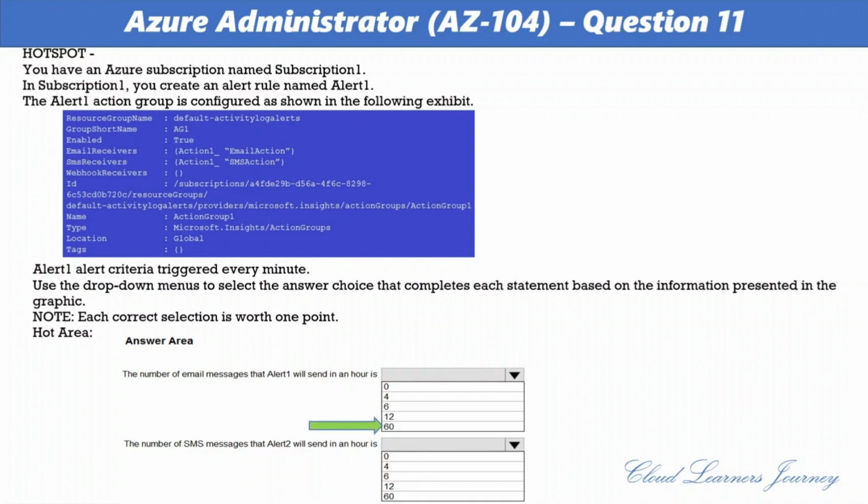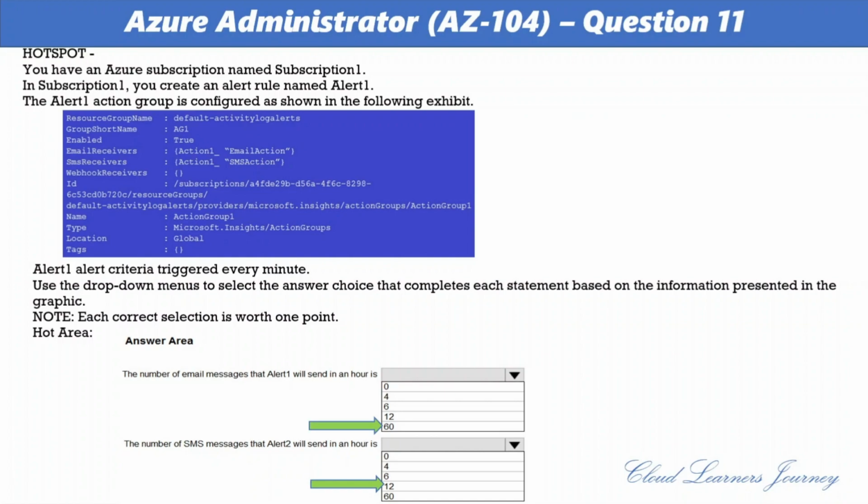One alert per minute will trigger one email per minute, which is 60. Second one, the number of SMS messages that alert 2 will send in an hour is 12. No more than one SMS every 5 minutes can be sent, which equals 12 per hour.